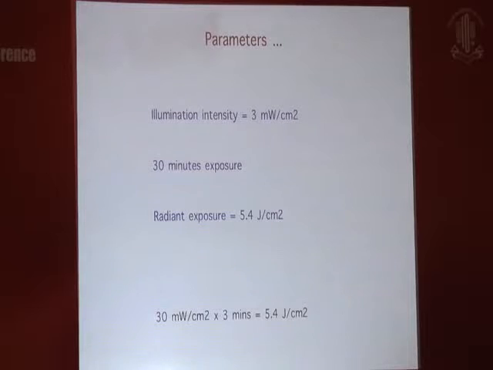Let's make this a little clearer. We've been doing the standard Dresden protocol with 3 milliwatt intensity for 30 minutes, and this gives a total radiant exposure to the cornea of 5.4 joules per square centimeter. Now if we apply the Bunsen-Roscoe law, as long as you maintain this radiant exposure at 5.4, you can interchange the other two parameters and deliver 30 milliwatts of intensity for just 3 minutes and achieve the same benefits.